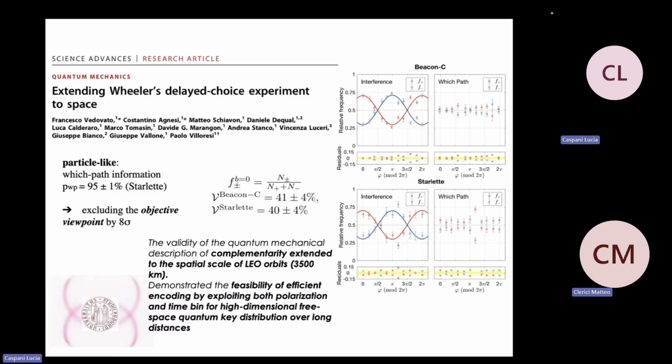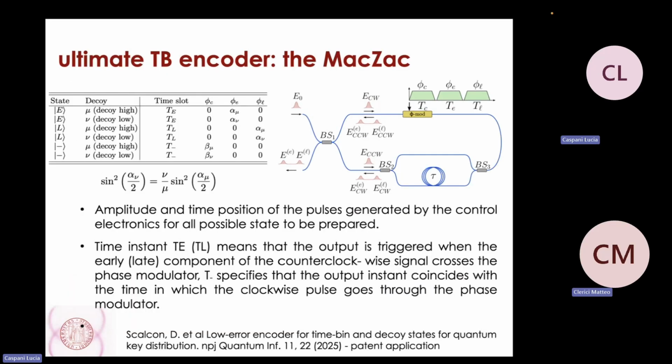This allows us to have a visibility in the single-particle measurement of 95%, which leaves only 5% to the wave domain, and instead we measure more than 40%, incompatible with the view in which you can have a wave or a particle, but not together at the same time, which is the conundrum of quantum mechanics.